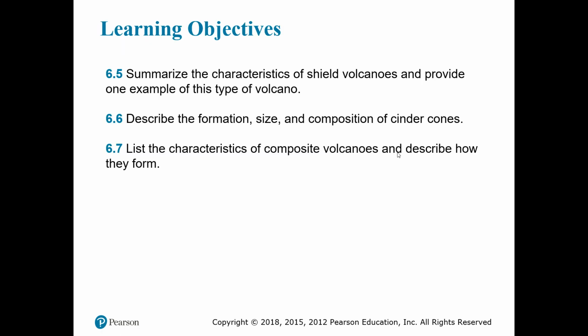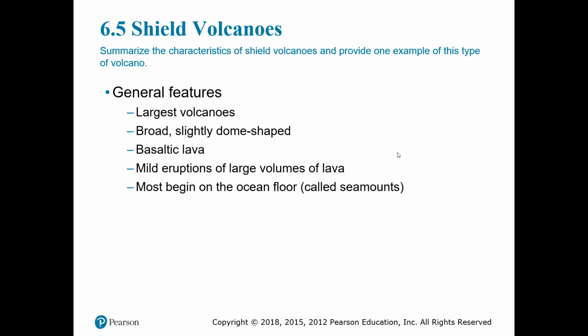We're going to be talking about the three different types of volcanoes, the three main types of volcanoes: shield volcanoes, cinder cones, and composite volcanoes. For each, I want you to be able to associate the kind of volcano with the type of magma and where it's likely to be formed.